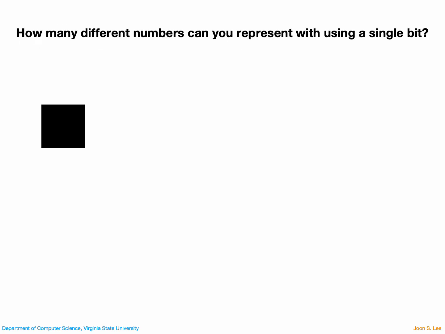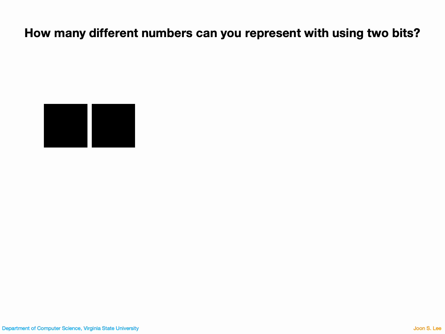Now let's think about something very basic. How many different numbers can we represent with just a single bit? A bit is the smallest unit of information in a computer, and it can only take on one of two possible values: 0 or 1. So with one bit, we can represent exactly two numbers. This might seem simple, but it's the foundation of everything in computing.